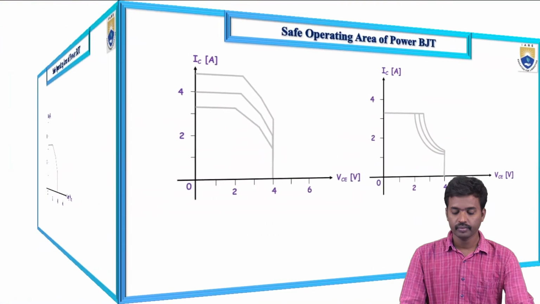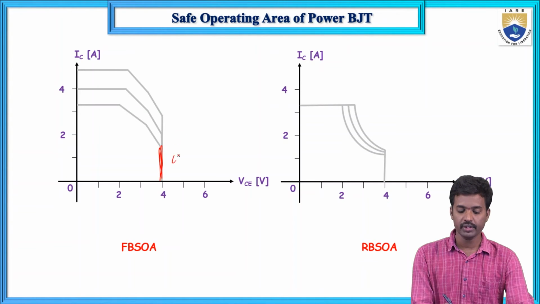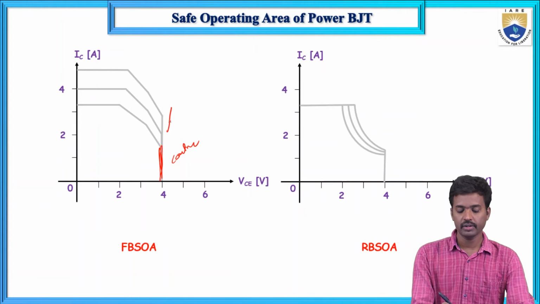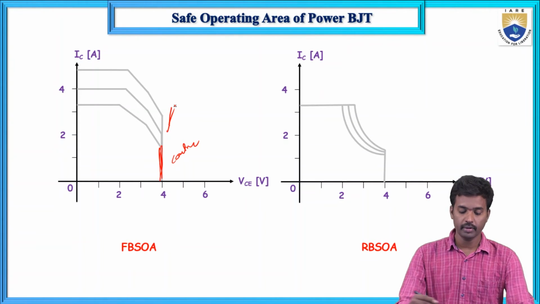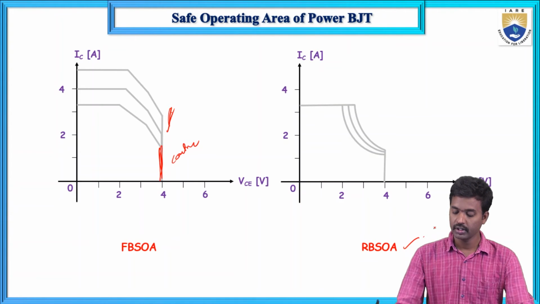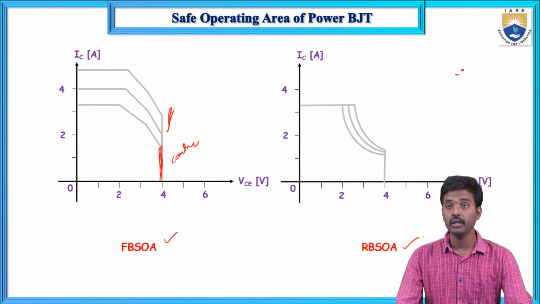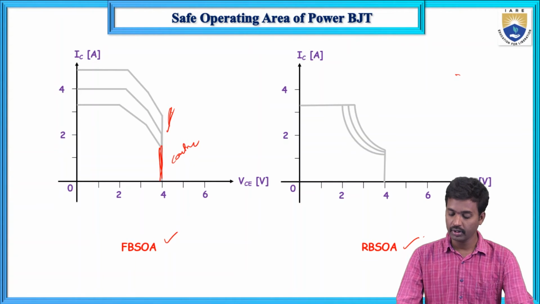And next, this is for continuous operation and this is for pulsed operation. It operates in two modes: forward bias safe operating area and reverse bias safe operating area. The forward one we have already seen. In the reverse one, during turn off, the transistor is subjected to high voltage and high current.